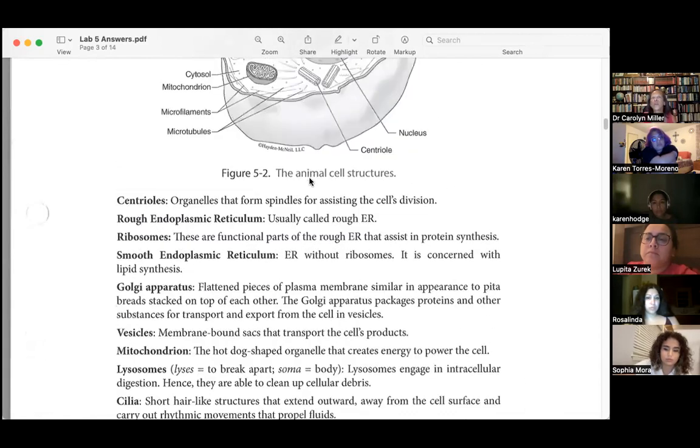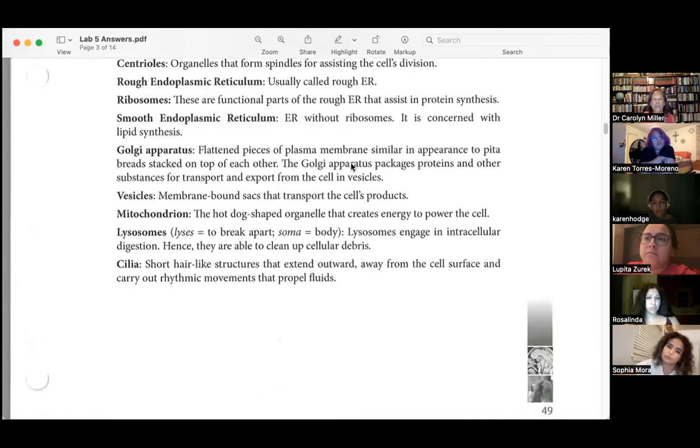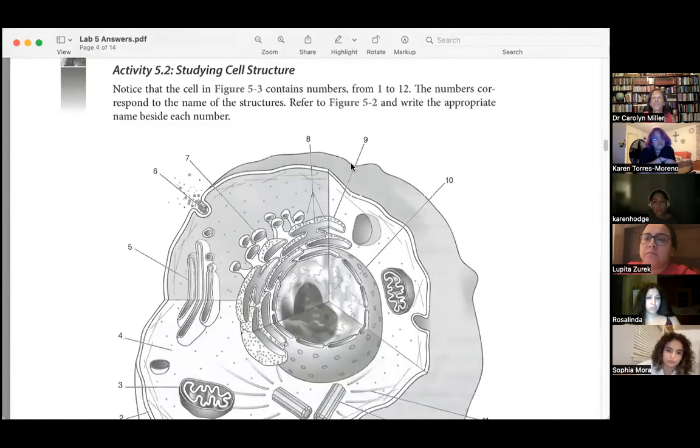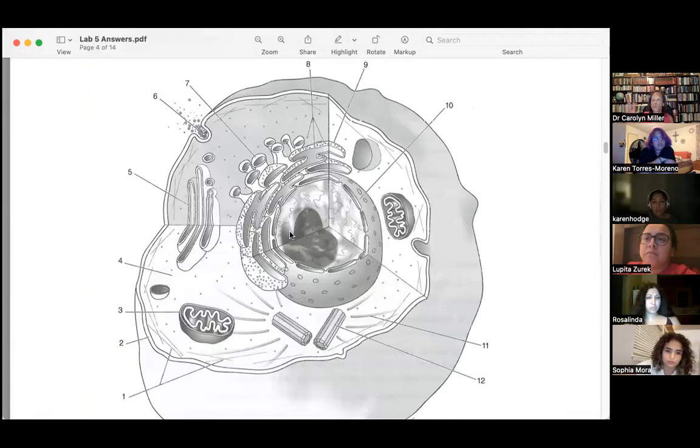I won't ask you about the microtubules, microfilaments, centrioles, any of these cytoskeletal elements. And there will just be a picture. This is a good review. We'll do this lab tomorrow, where you can practice. Okay, what is this? What is this? What is this? What is this?